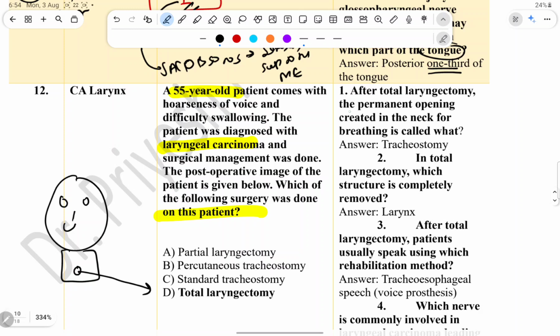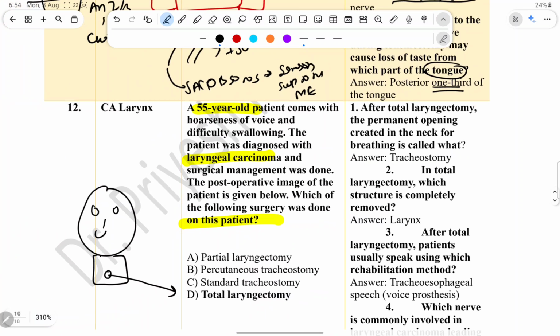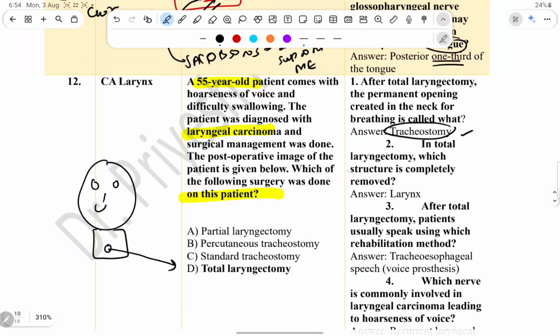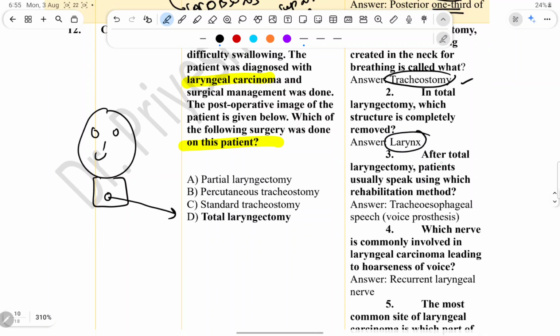After total laryngectomy, a permanent opening is created in the neck for breathing. It's called a tracheostomy. It aids in breathing. In total laryngectomy, which structure is completely removed? The larynx is completely removed, along with all its cartilages.